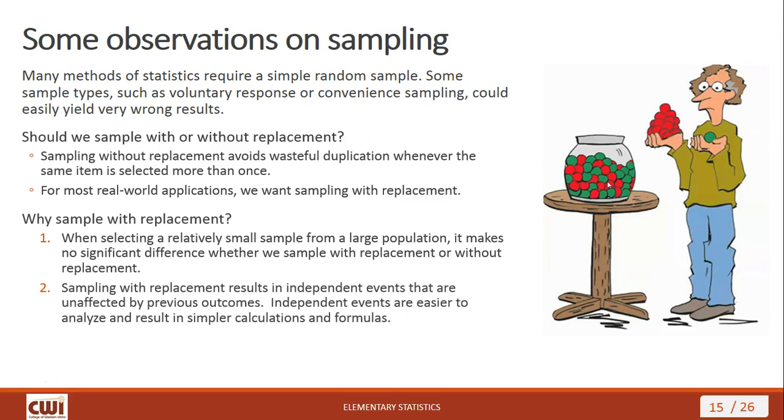However, sampling with replacement will result in independent events that are unaffected by previous outcomes. And as we've seen previously, independent events are easier to analyze and they result in simpler calculations and formulas. So, yes, we go ahead and sample with replacement for most real-world applications.